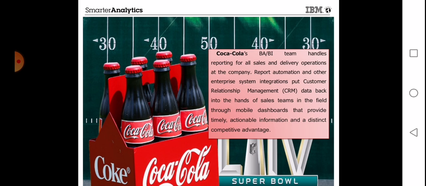So the problem here is that Coca-Cola had manual reporting processes and restricted access to real-time sales and operations data. With the solution, their BI platform or business intelligence platform, the team has automated manual reporting processes, saving over 260 hours a year, more than six 40-hour work weeks.